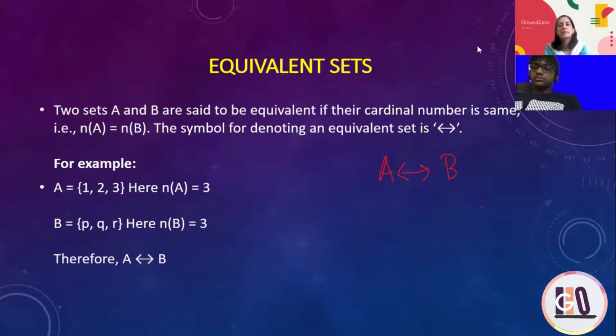So next, you can see an example is given, A is given, B is given. Cardinal number of A is 3, cardinal number of B is 3. So A and B are equivalent sets. You can't say equal sets, it is equivalent. Equivalent means the cardinal number has to be the same for both the sets.